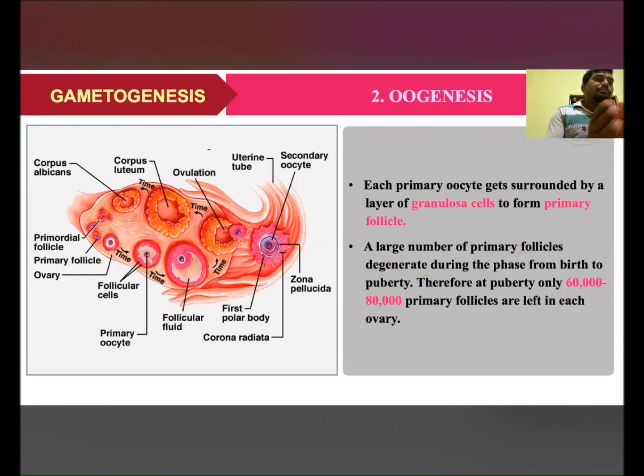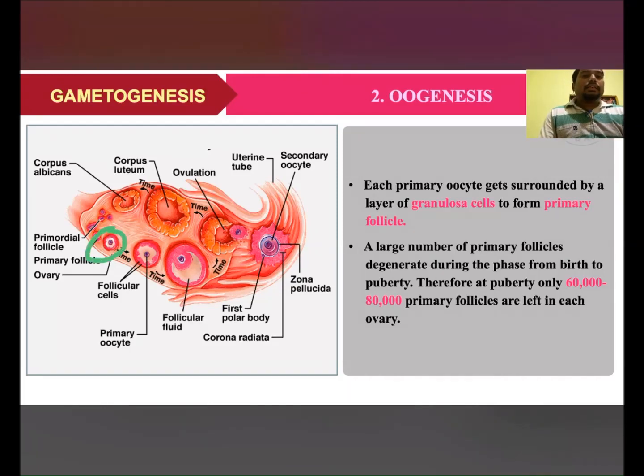So during the phase from the birth of a girl child to her puberty, a large number of primary follicles degenerate. You have seen millions of oogonia were formed in the fetal ovary, in each ovary, but after birth, during the phase from her birth to her puberty, a huge number of primary follicles degenerate. Only 60,000 to 80,000 primary follicles are left in each ovary at the age of puberty, or you can say at the age of 12 or 13 years when the first menstrual cycle starts. At that particular time, only 60 to 80,000 primary follicles are left in each ovary of a girl child.